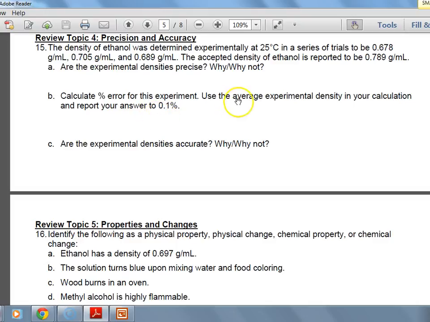Here I told you about using the average experimental density for your percent error calculation. Round your answer to 0.1%. And typically, if your percent error is under 10%, you can say that your densities are accurate. Okay?